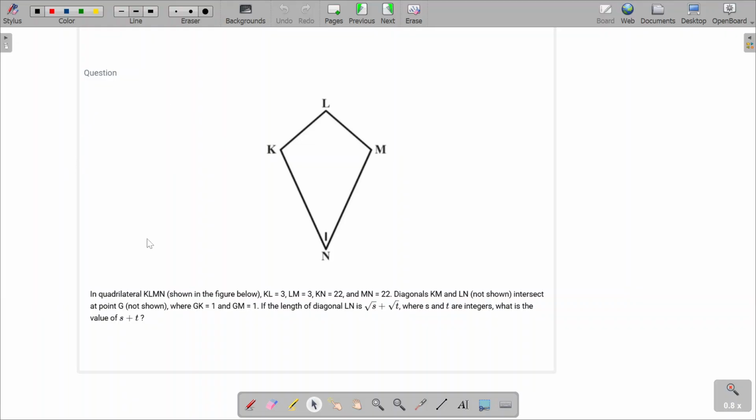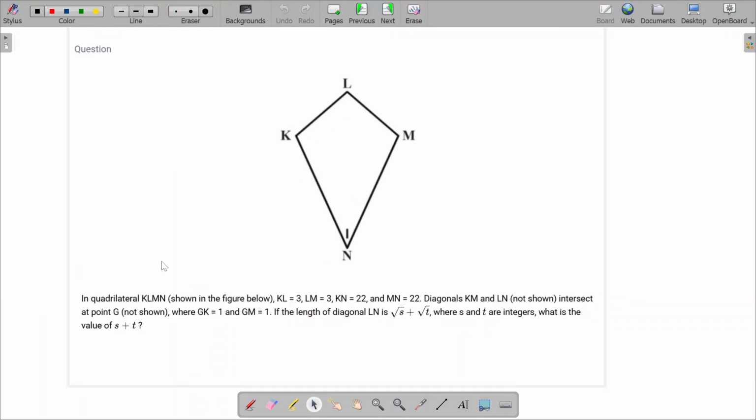Let's focus on question number 1. You can stop the video, try it, and then see the solution. In quadrilateral KLMN, shown in the figure below, KL is 3, LM is 3, KN is 22, MN is 22. Diagonals KM and LN intersect at point G, where GK is 1, GM is 1. If the length of the diagonal LN is root s plus root t, where s and t are integers, what is the value of s plus t?